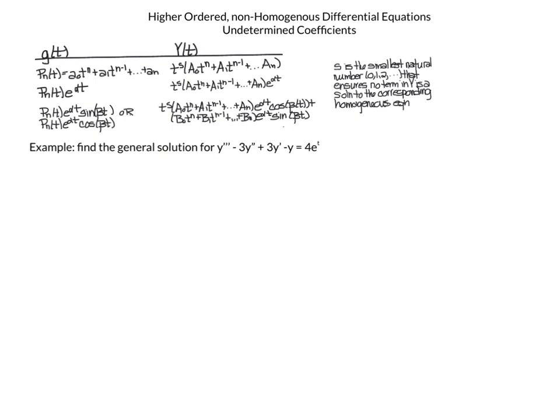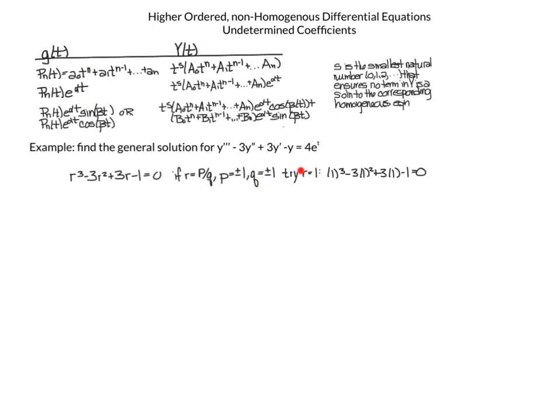Our next example is y triple prime minus 3y double prime plus 3y prime minus y is equal to 4e to the t. Looking at this, we expect our solution is going to be e to the alpha t. We have our corresponding characteristic equation, r to the third minus 3r squared plus 3r minus 1 equals 0. If we assume we have some real roots, and that they are rational, of the form p over q, then p must be a factor of minus 1, and q must be a factor of 1. So we have p is equal to plus or minus 1, and q is plus or minus 1.